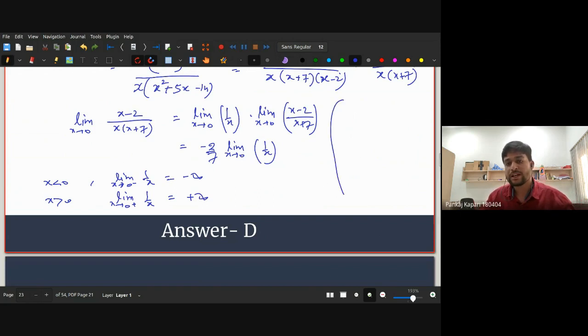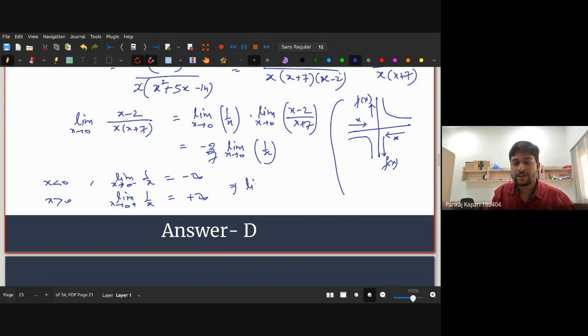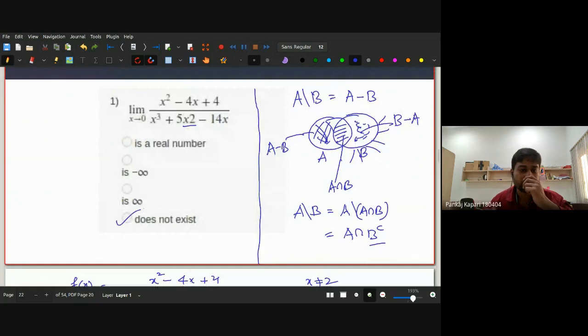Okay, so you can see that in the graph also, the graph of this function looks like this. When you go near 0, the functional value becomes very large, and if you go from the left hand side, then the functional value becomes very small. Okay, so this implies that the limit does not exist. So the limit as x tends to 0 of f(x) does not exist. The last option is correct here.